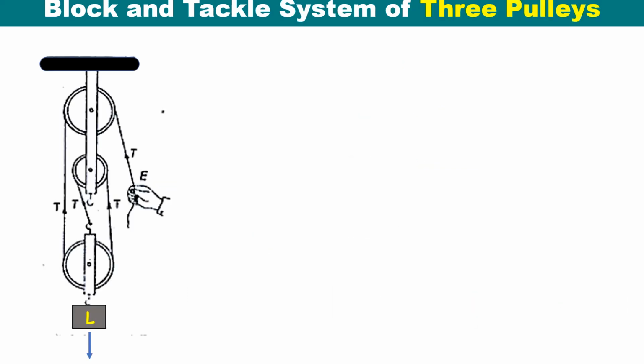Now block and tackle system of 3 pulleys. If there are 3 pulleys, how many pulleys will you attach in the upper block and lower block? If you have an even number of pulleys, say 2 pulleys, then 1 in the upper block, 1 in the lower block.